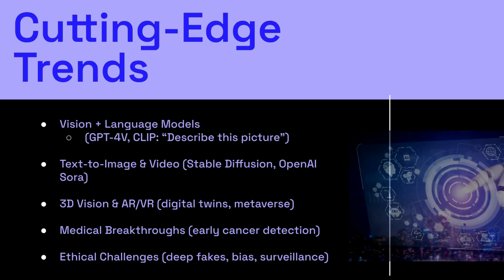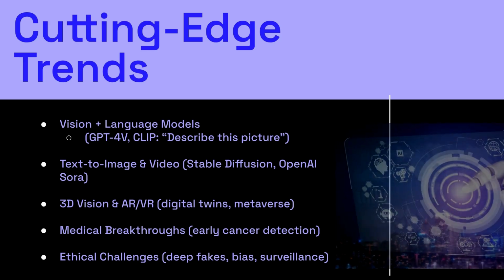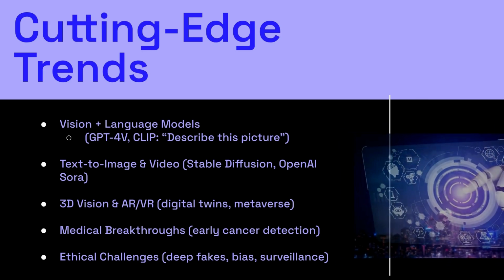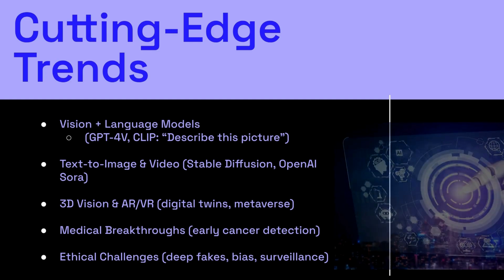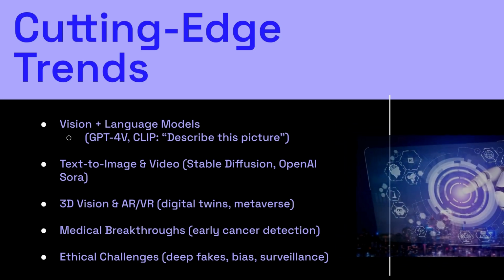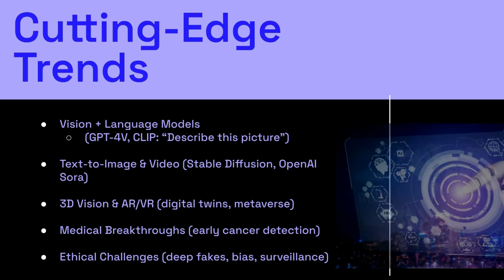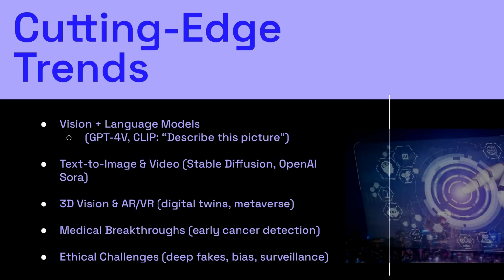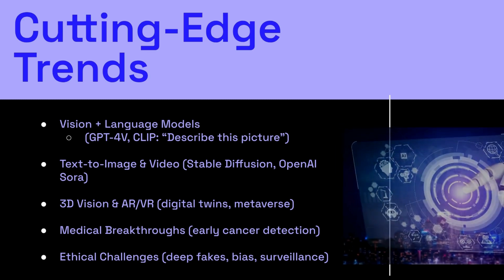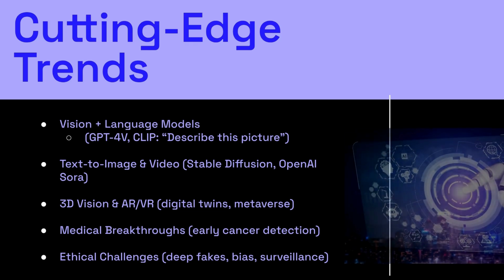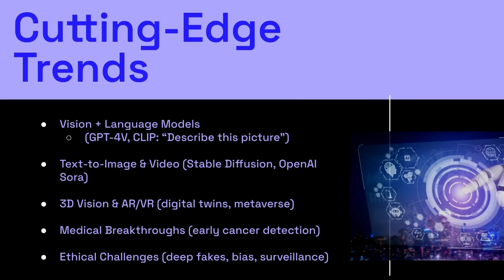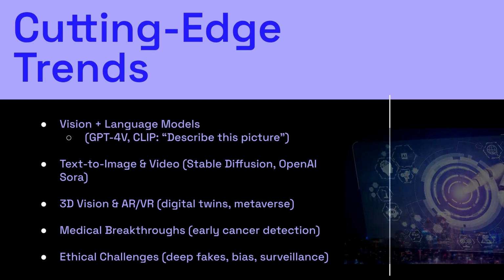Second is text to image and video generation. Another trend is generative AI for vision. Tools like Stable Diffusion, Midjourney, and OpenAI's Sora can turn text prompts into realistic images or even videos. If I type a robot painting on the moon at sunset, the system can generate that picture instantly. This technology is transforming art, marketing, filmmaking, and design, where imagination meets automation.